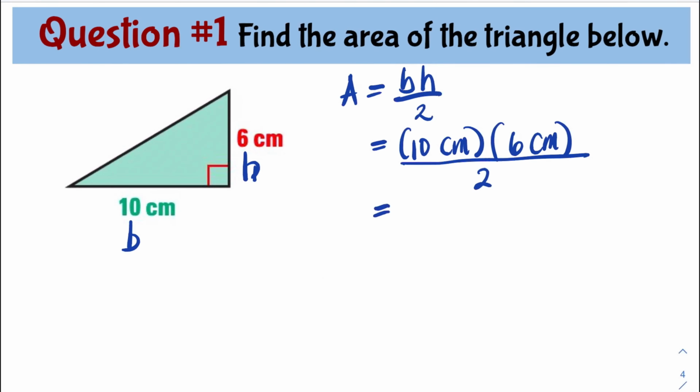So multiplying the base and the height, we have 10 times 6 is 60. Centimeters times centimeters, it's square centimeters or centimeter square. Divide by 2. So the unit for the area is always square units. 60 divided by 2 is 30. So the area for this right triangle is 30 centimeters square.